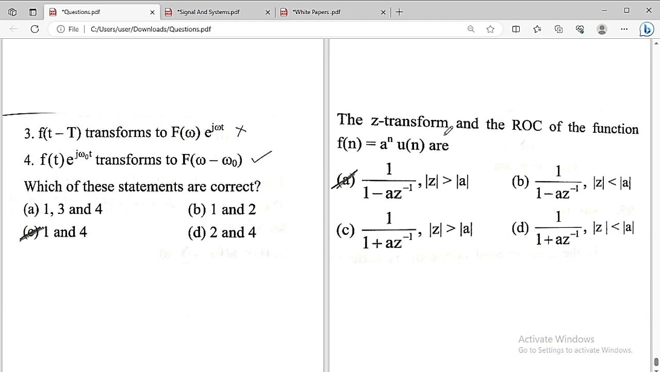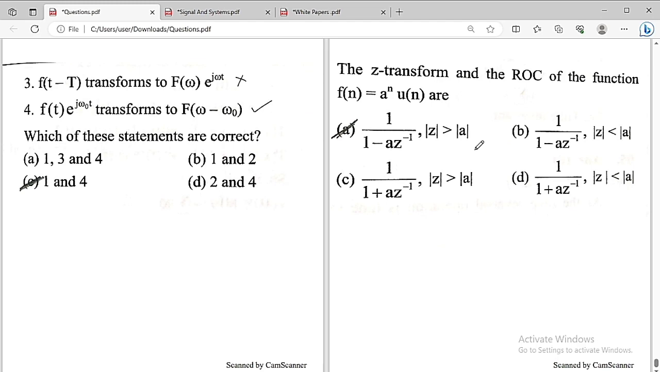So now let's solve another question. See the question here. The Z transform and the ROC of the function f of n is equal to a to the power of n into u of n. So basically, in this question, what they're asking is very simple. For this function, we have to find the Z transform as well as the ROC. We need to figure out.